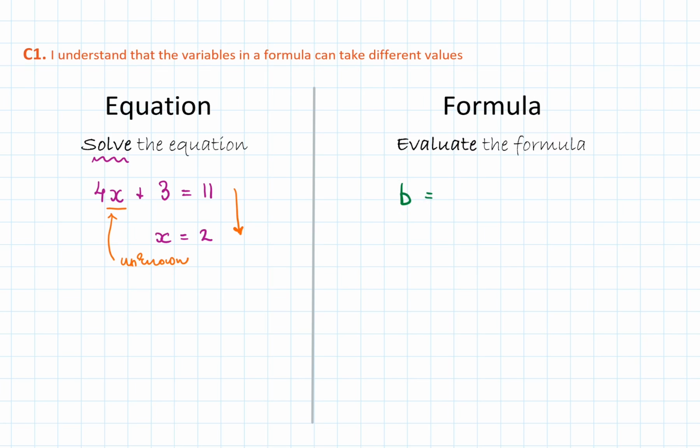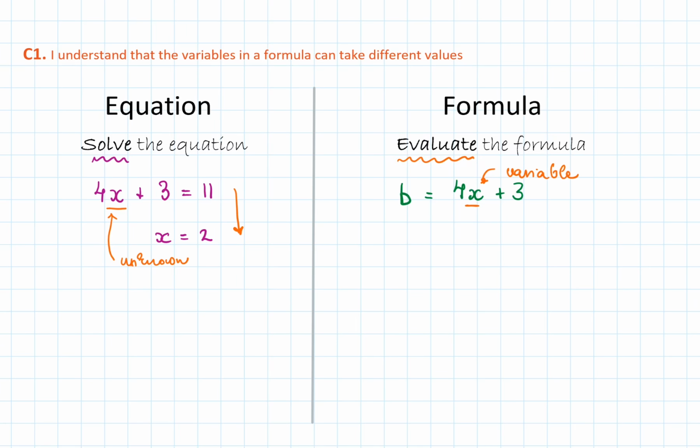b equals 4x plus 3. Can we solve this? Can we find the value of b or the value of x? No, we cannot, because we don't have enough information. In this case, x is called a variable because we can substitute different values into the place of x and find different values of b. b equals 4x plus 3 is a formula, and we can evaluate that formula for different values of x.